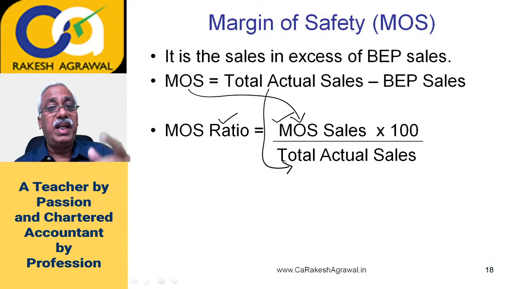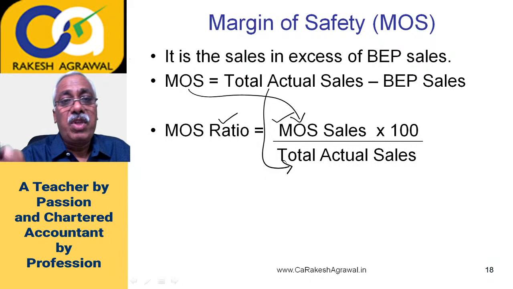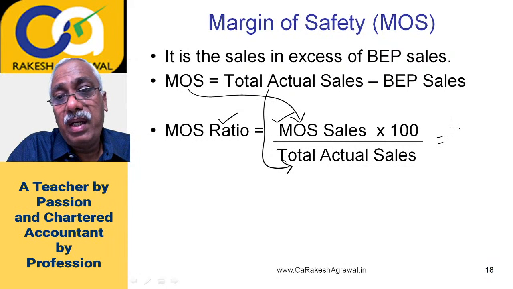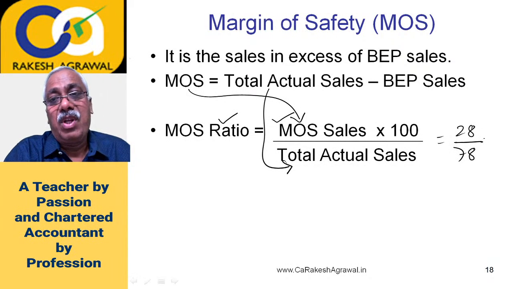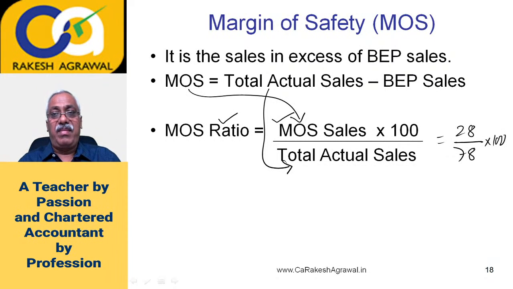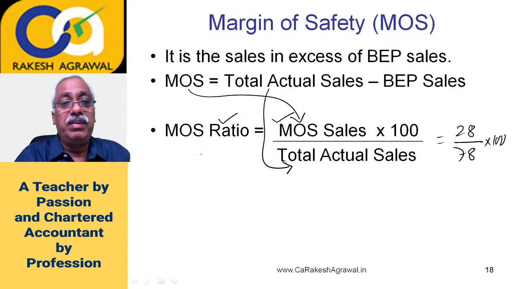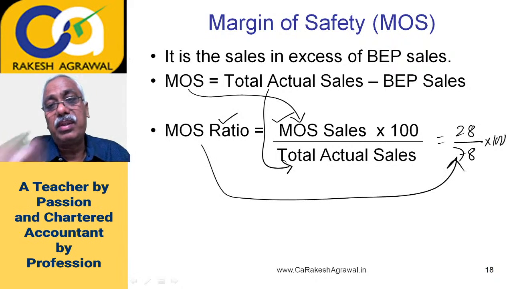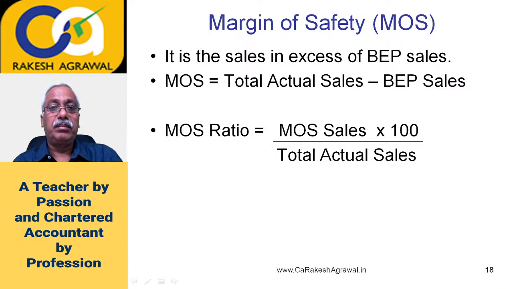If I put this data in your marks, your margin of safety marks were 28, but your actual score was 78. So 28 upon 78 into 100, right? Your margin of safety marks divided by your actual marks. So that is margin of safety sales upon actual sales, into 100, you will get the margin of safety ratio, right? If you use this formula.